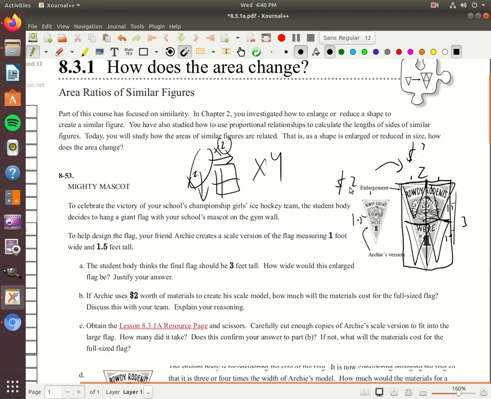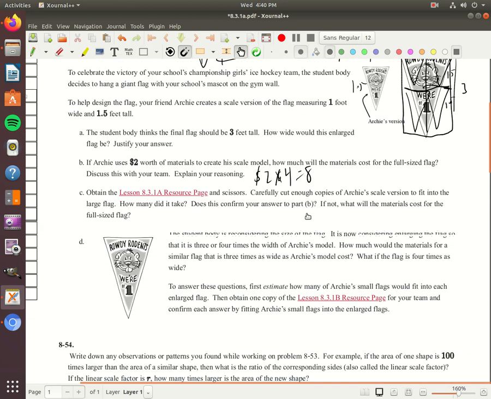So if I'm spending $2 here, well, I would expect to spend $8 here. Again, I hope that makes sense that we have those 4 little pennants. It's not twice as big. It's actually 4 times as much area. All right, so moving along.